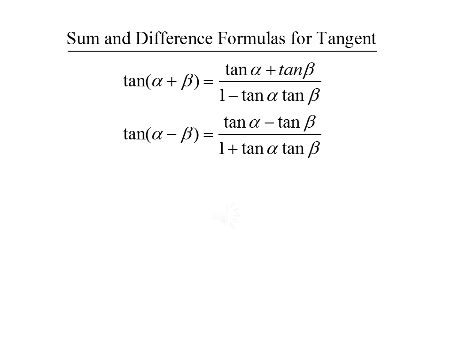And finally, the sum and difference formulas for tangent are as follows. The tangent of the sum of two angles, alpha and beta, will be tangent of alpha plus the tangent of beta divided by 1 minus the tangent of alpha times the tangent of beta. And the tangent of the difference, alpha minus beta, will be the tangent of alpha minus the tangent of beta divided by 1 plus the tangent of alpha times the tangent of beta.